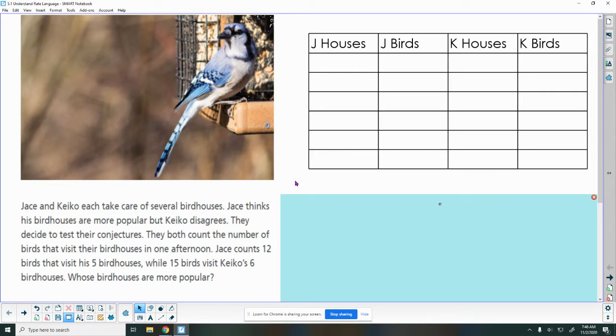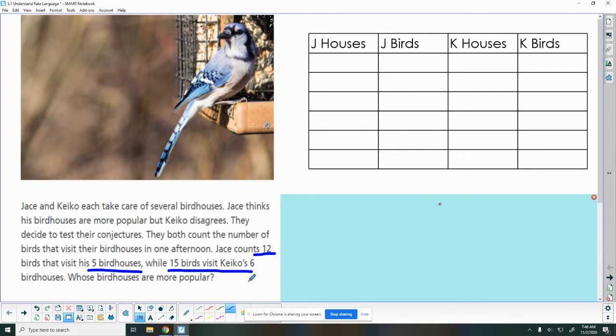So we know that Jace and Kiko are each taking care of several birdhouses. Jace thinks that his birdhouses are more popular, but Kiko is disagreeing, and she's saying hers are more popular. So they decide to test their conjectures. They're both counting the number of birds that visit their birdhouses in one afternoon. Jace counted 12 birds that visit his 5 birdhouses, while Kiko had 15 birds that visited her 6 birdhouses.